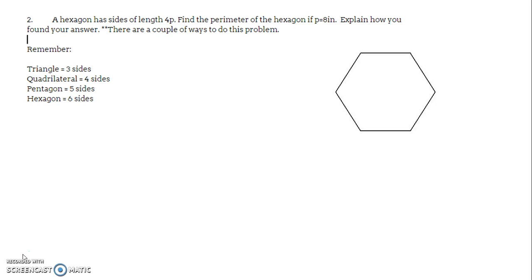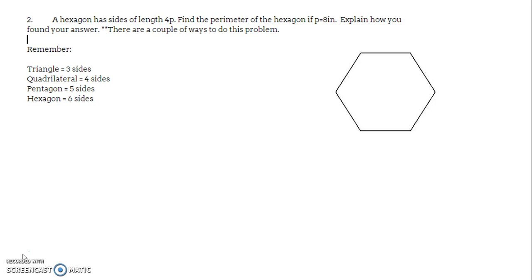Find the perimeter of the hexagon if p equals 8 inches. Explain how you found your answer. There's a couple of ways to do this problem. Well, the first hint that Ms. Connor gives you is that she wants you to make sure you understand a triangle has 3 sides, a quadrilateral has 4 sides, a pentagon, which I believe is what's on your actual CR, has 5 sides, and a hexagon has 6 sides. So I just drew a hexagon, a 6-sided figure.